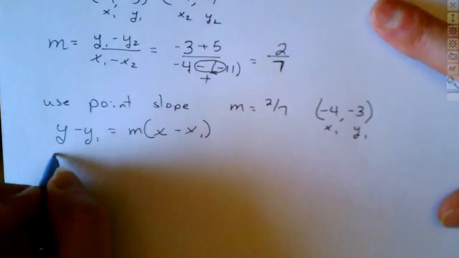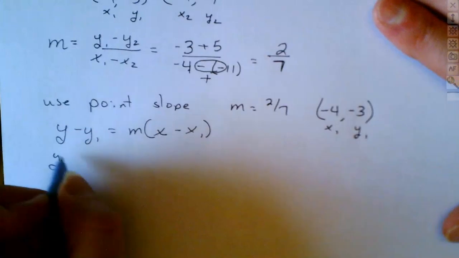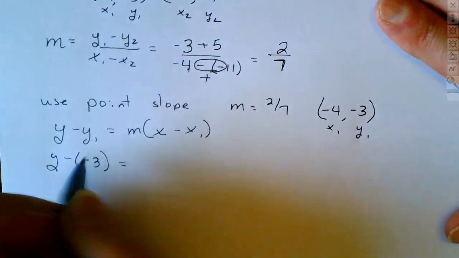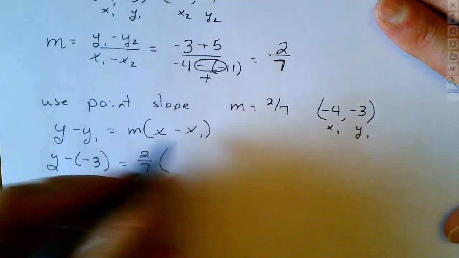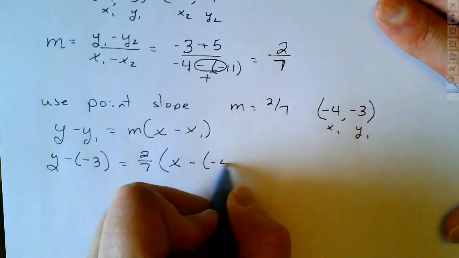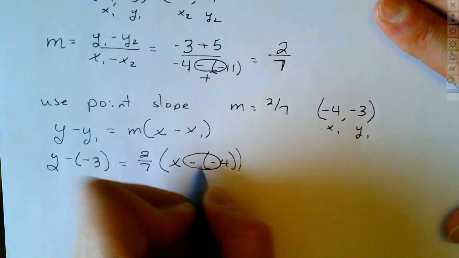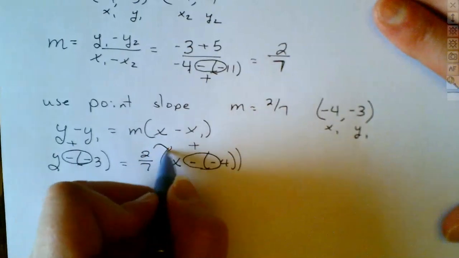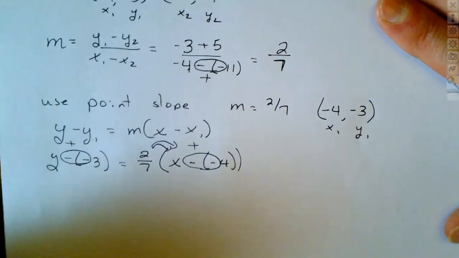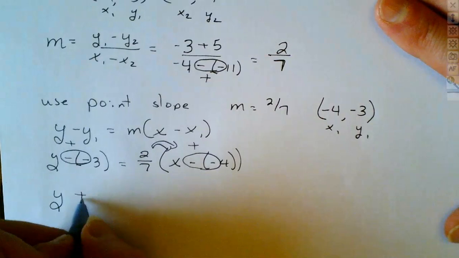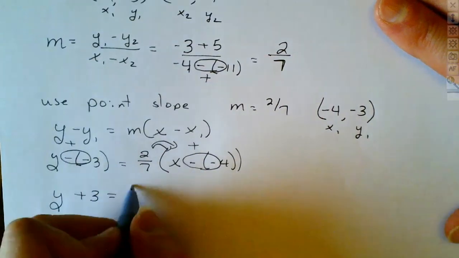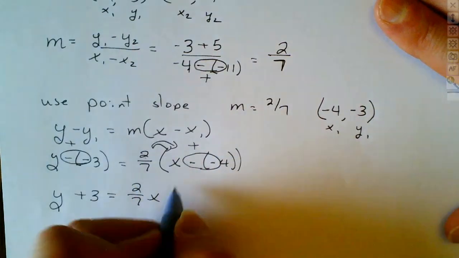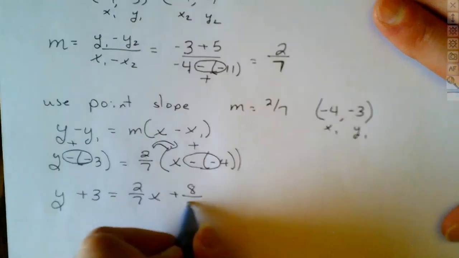And that leaves me then with y. Now watch out for double negatives. y minus a minus 3 equals 2/7 times x minus a minus 4. Double negatives make it positive. Distribute your 2/7 through. So now we've got y plus 3 equals 2/7x. And 2 times 4, that makes it an 8/7.